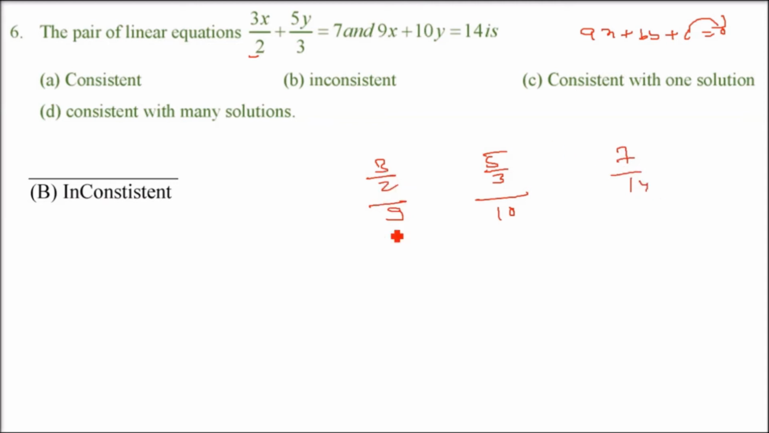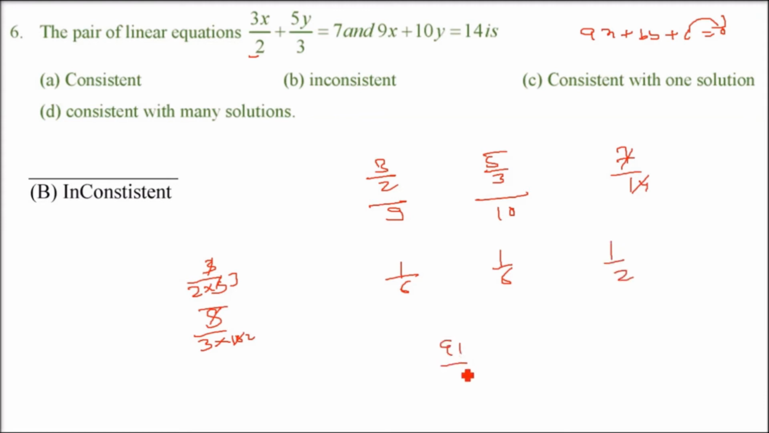Now what is this? 3 by 2 into 9, and that 3 cancels. This will be 1 by 6. So 1 by 6 it is. This will also be 5 by 3 into 10, 5 to the 10, 1 by 6 it is. And 7 by 14 is 1 by 2.